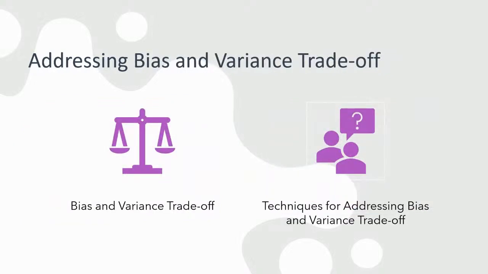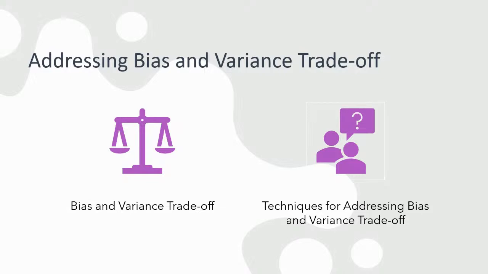Another challenge in supervised machine learning is the bias and variance trade-off. Bias refers to the error introduced by the assumptions made by the model, while variance refers to the error introduced by the model's sensitivity to fluctuation in the data. There are several techniques for addressing the bias and variance trade-off, such as adding more data, increasing model complexity, and changing the algorithm.